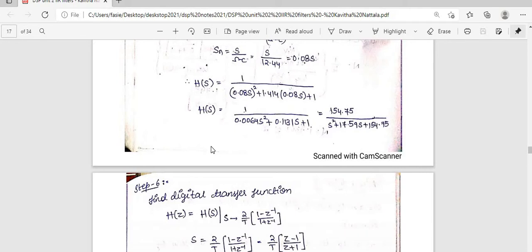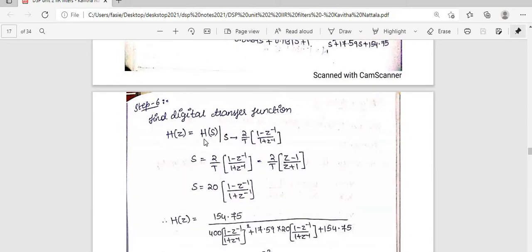But if they ask further, like finding the bilinear transformation, we have to proceed ahead. That means we have to find H of z as well. We know that for bilinear transformation, s is 2 by T times (1 minus z power minus 1) by (1 plus z power minus 1). I can write it this way, or else I can write 2 by T times (z minus 1) by (z plus 1), either one. I am using this formula. What is T now? 0.1. So 2 by 0.1 is 20.